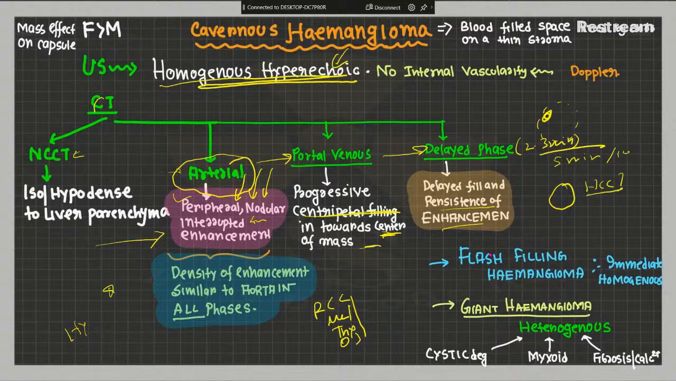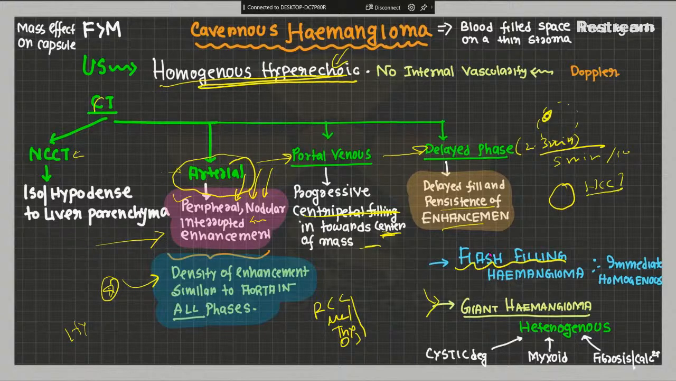Second, this is more specific, that it will follow the contrast density of the abdominal aorta. This is more or less the same. Now, what is flash filling hemangioma? Flash filling hemangioma is usually benign and very small in size. You just put in contrast and suddenly there is vivid enhancement. Usually it is seen in small hemangiomas. This is called flash filling hemangioma.